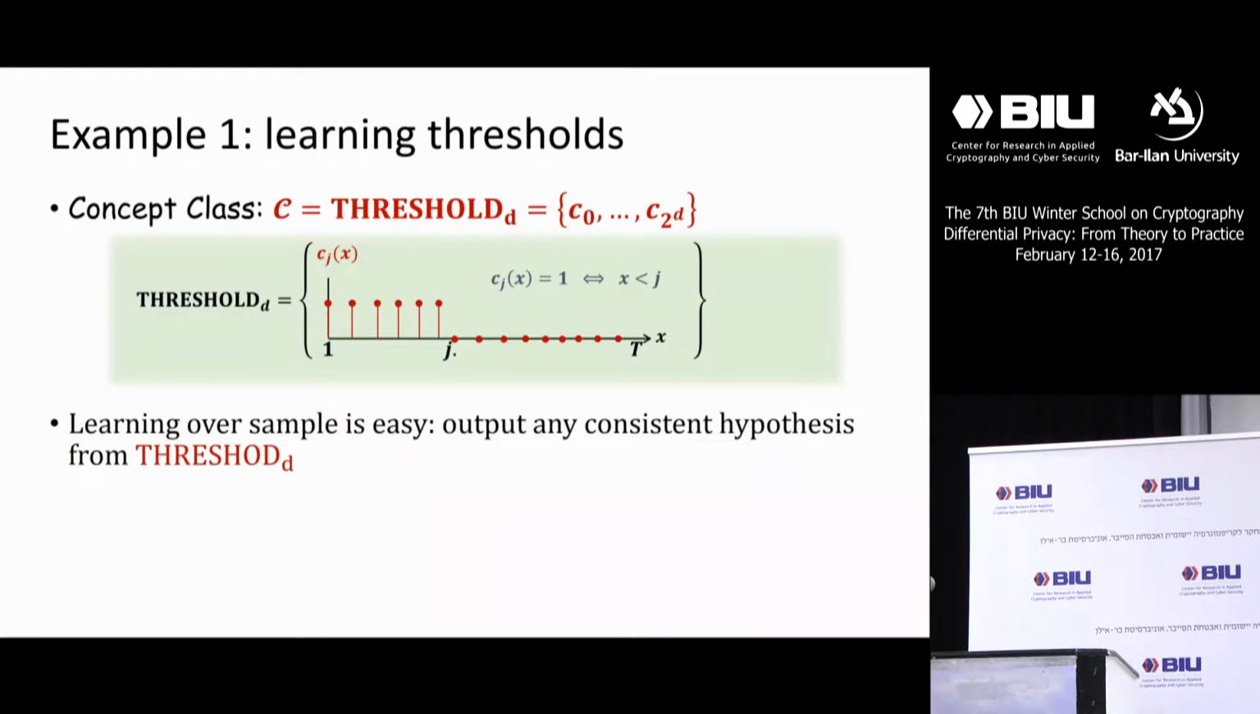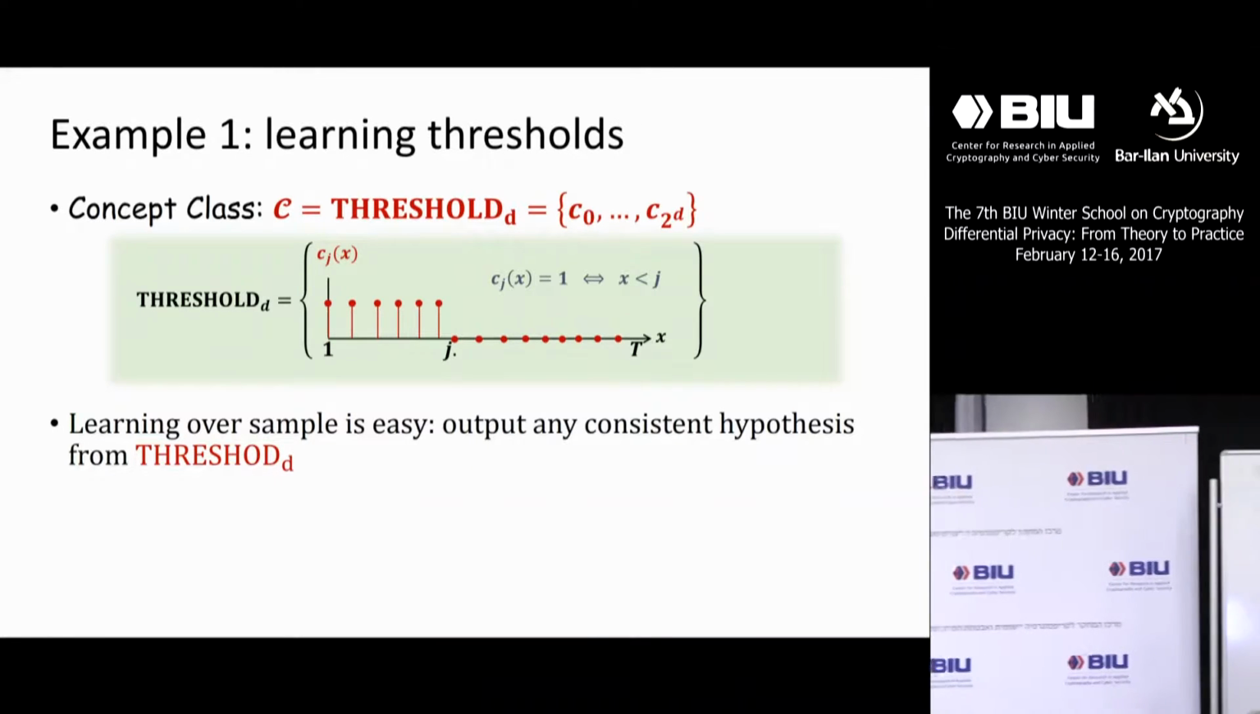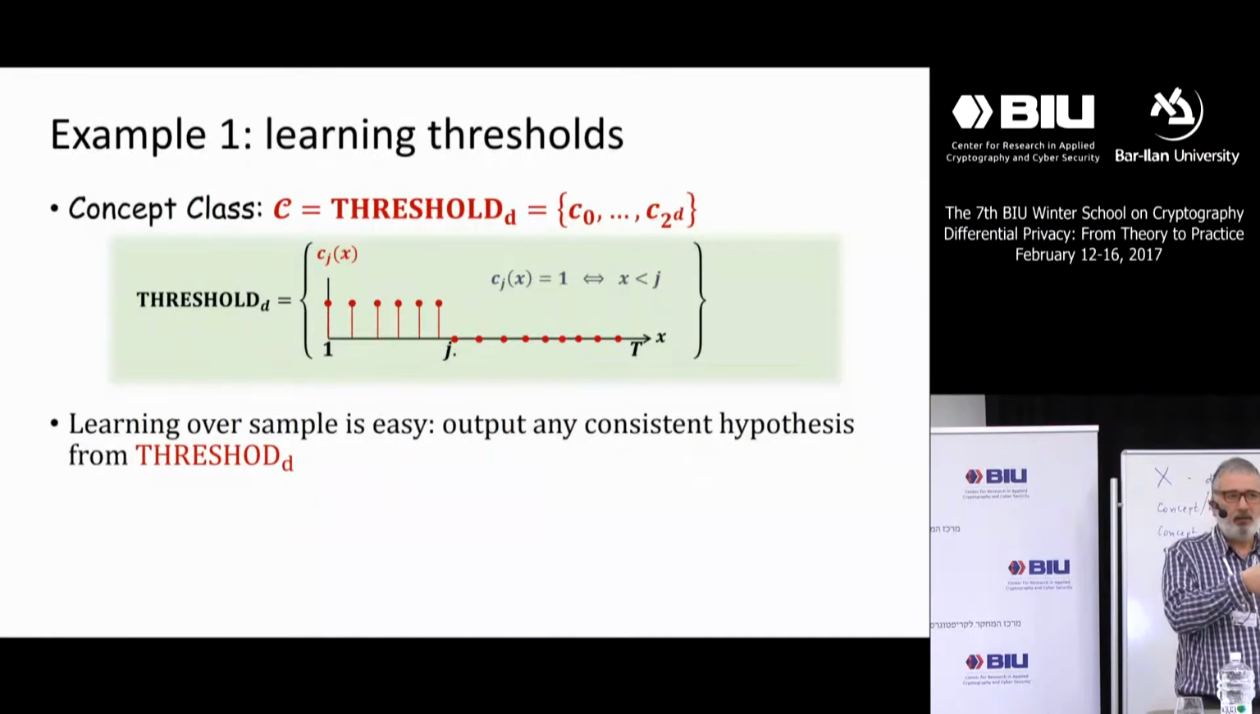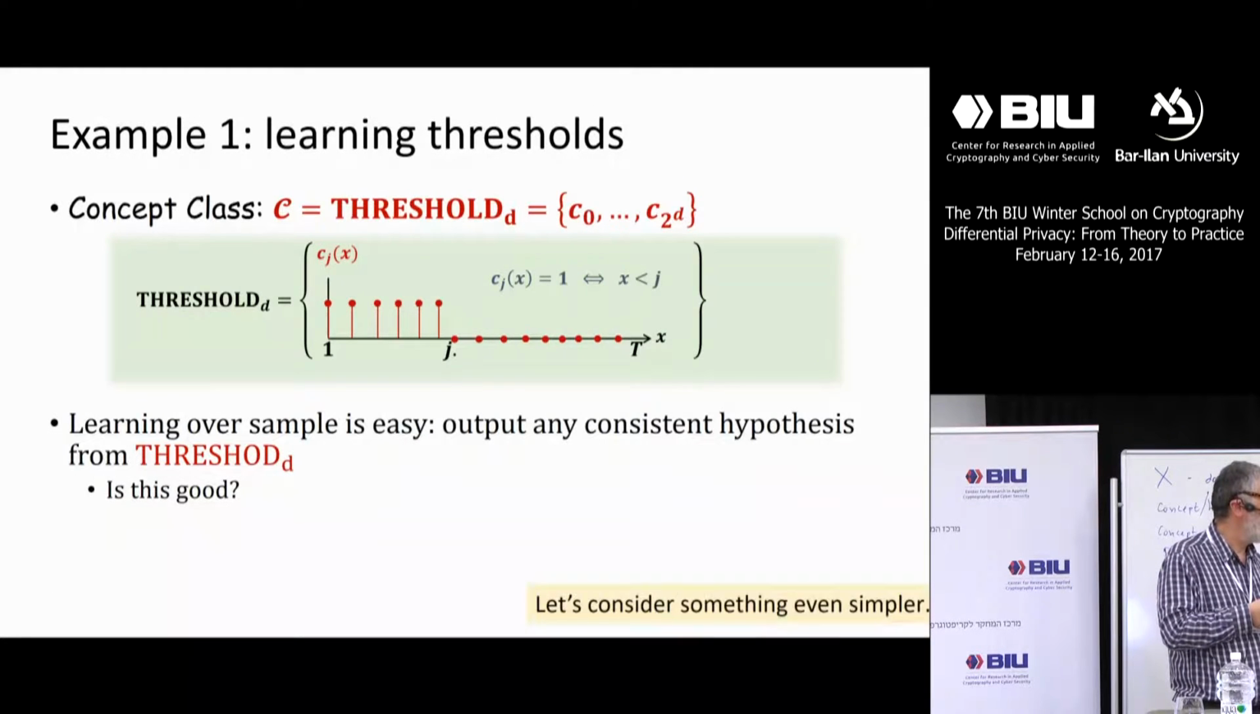And in this case, learning over the sample is really easy. You output any consistent hypothesis. Obviously, you can find one taken from the set of threshold functions, and the question is whether this is good. Okay, so before we answer this question, let's do something even simpler.